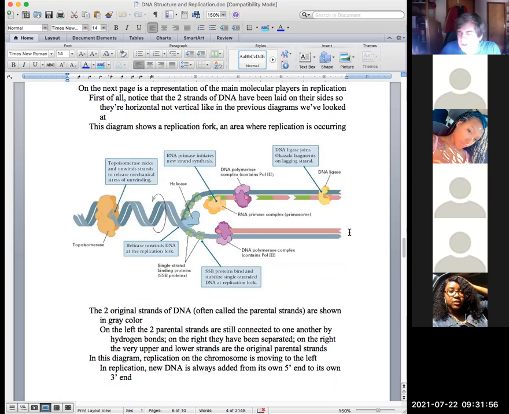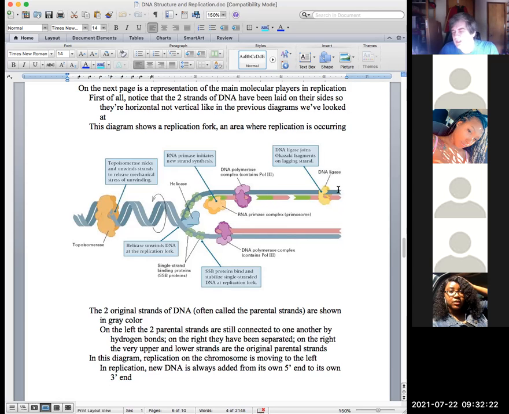Now, since replication overall is moving from the right to the left, and since replication here is moving from the right to the left, this is called the leading strand. The other strand is a little bit trickier, because notice on the other strand, the 5' end is all the way over here on the right.